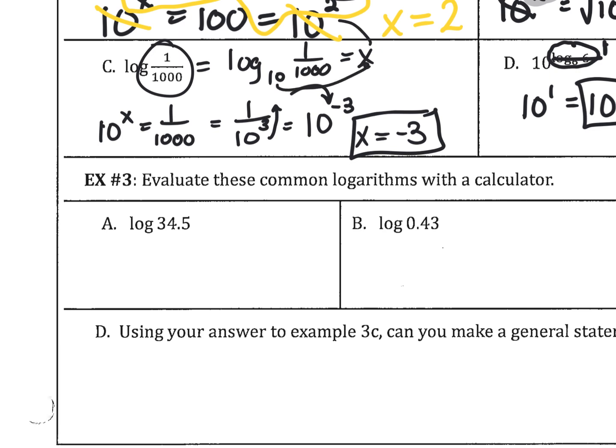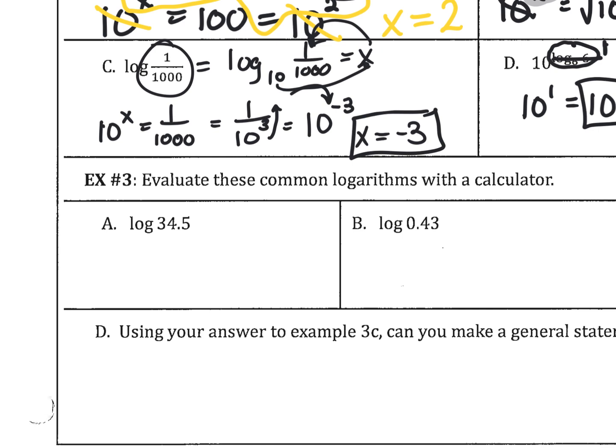10 to the x equals 1 over 1,000. Oh wait, I see. Writing -3 is the same as 1/3. It's not 1/3. I'm sorry, what are you asking? Like, so you solve the powers, like 10 to the -3.